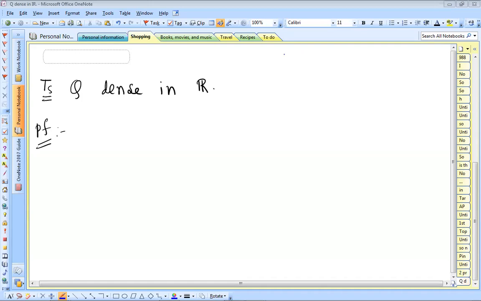Thanks for watching. In this video, I am going to show a proof of the fact that rational numbers are dense over real numbers. Okay, so let's discuss. As you can see on the screen, we need to show Q is dense in R. But before going to the proof, I will define what we mean by density.